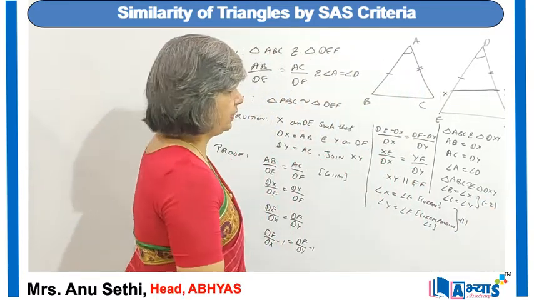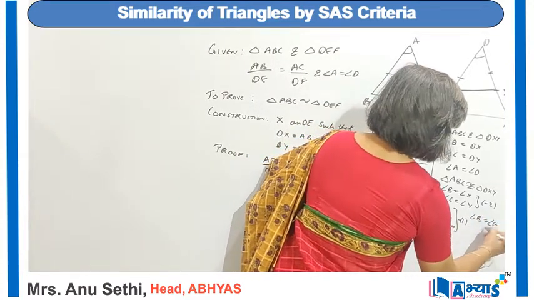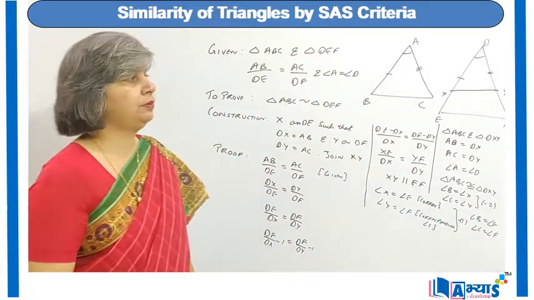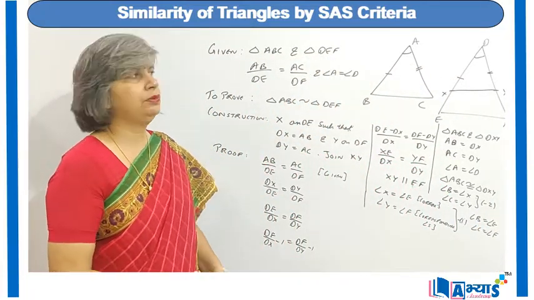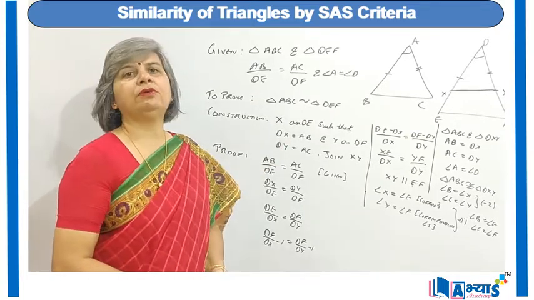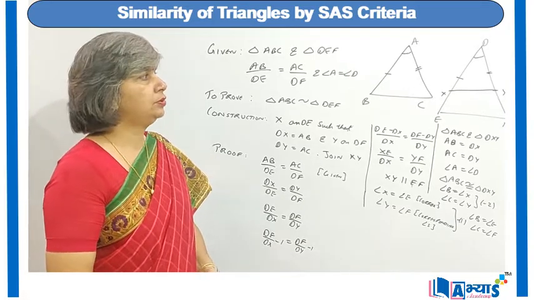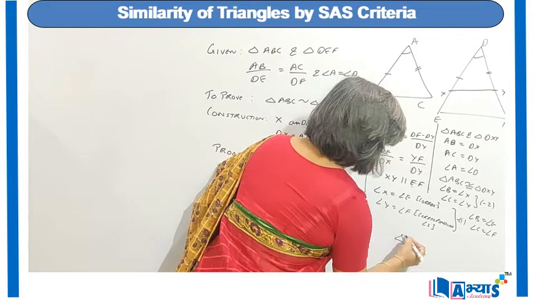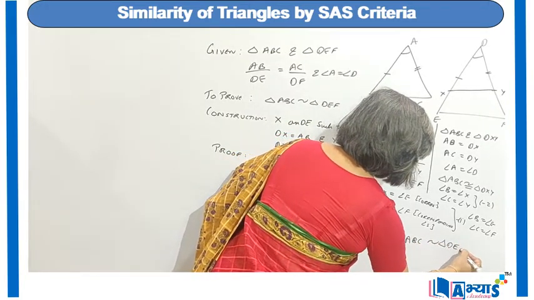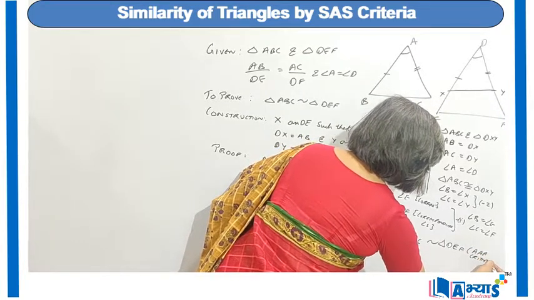So from equation 1 and 2, we get that angle B is equal to angle E and angle C is equal to angle F. Now, when angle B is equal to angle E and angle C is equal to angle F, and we know that angle A is equal to angle D, so three angles of one triangle are correspondingly equal to three angles of the other triangle. So triangle ABC is similar to triangle DEF by AAA criteria of similarity.